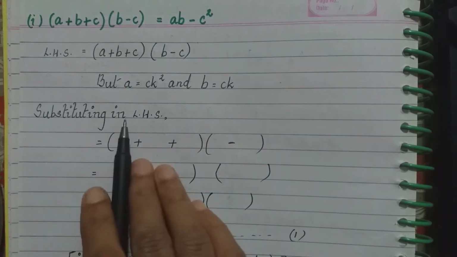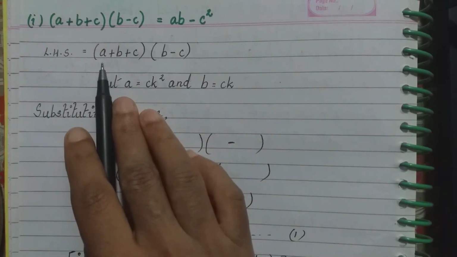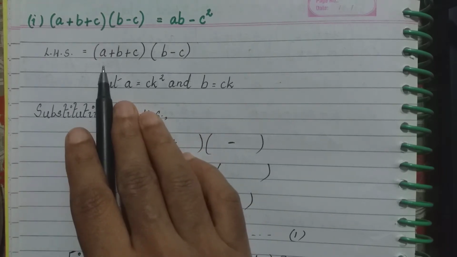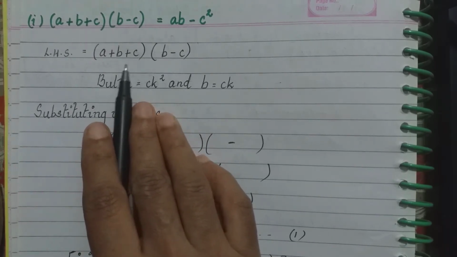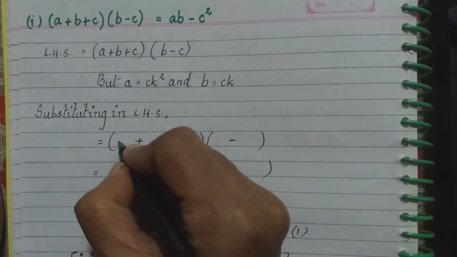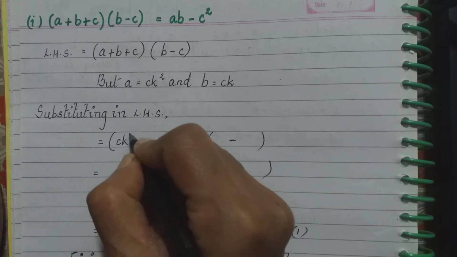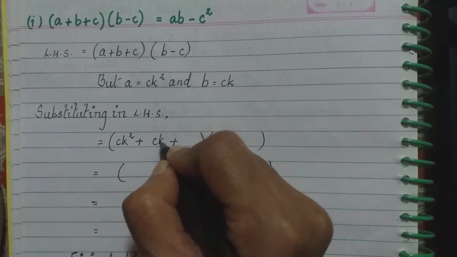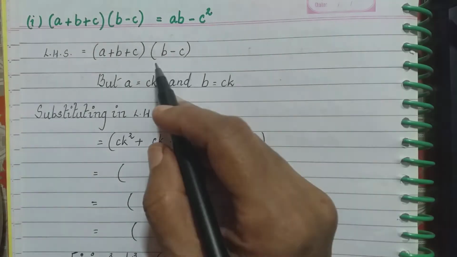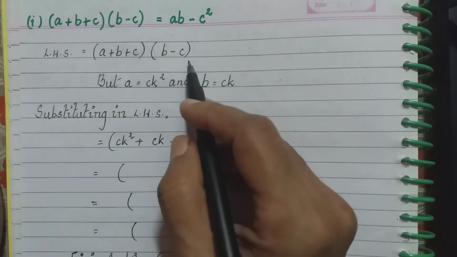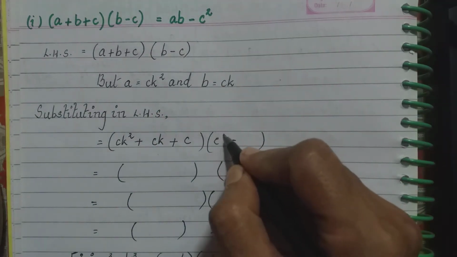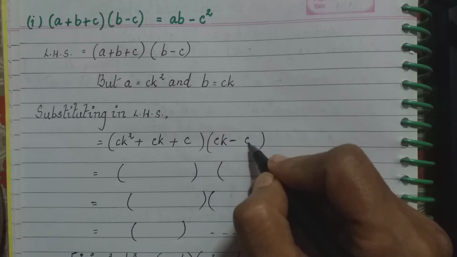So substituting in the left hand side, now here I have a plus b plus c. So what will I write? ck square plus ck plus c. Here I have b minus c. So in place of b, ck, and c, c itself. So I will write ck minus c.